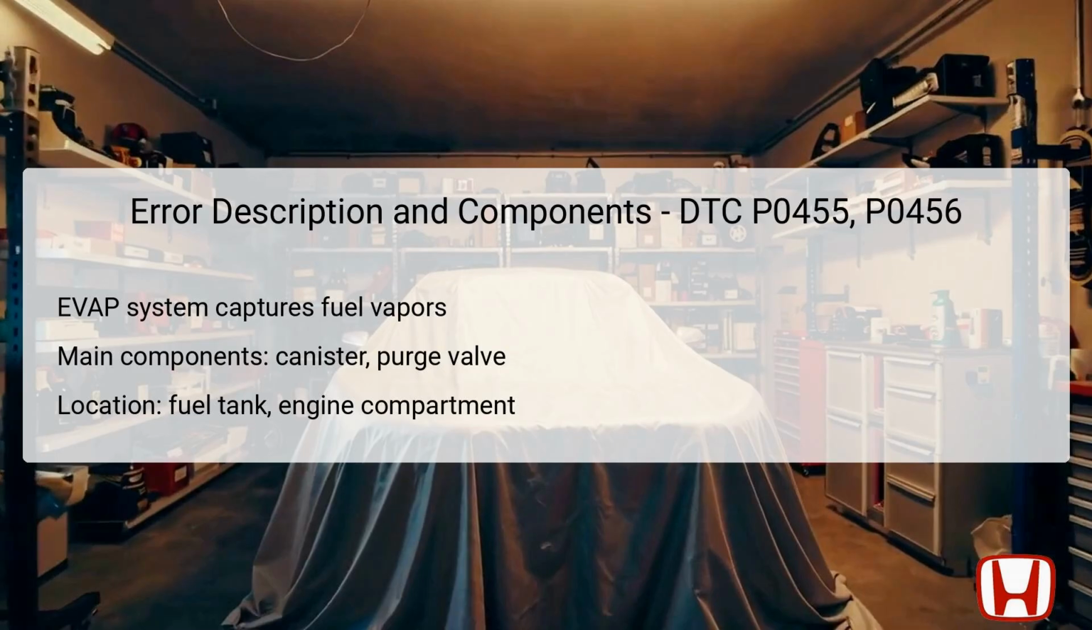If there's a very large leak, DTC P0455, or a very small leak, DTC P0456, it can cause a malfunction in the system, prompting the Powertrain Control Module, PCM, to store a fault code. Diagnostic tests can reveal which particular component may be causing the issue, typically located between the fuel tank and the engine compartment.